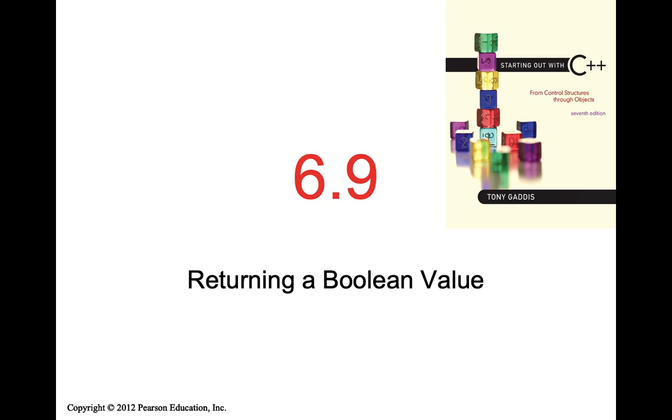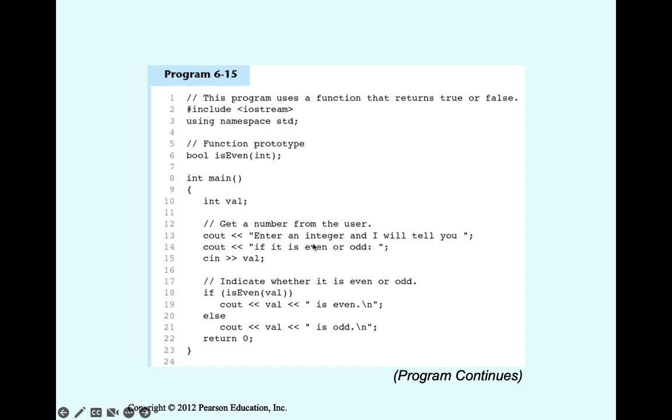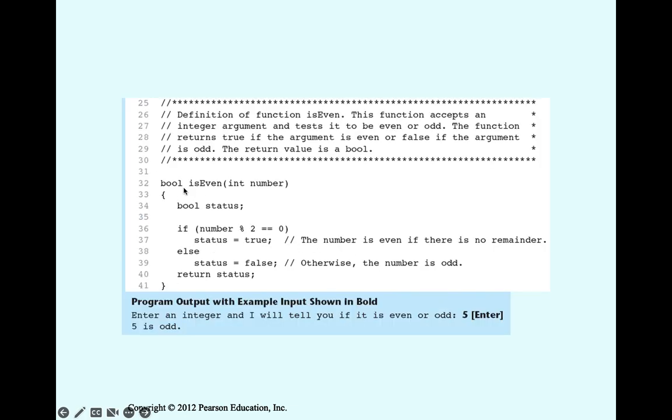The function can also return a Boolean. In this case, the function can return true or false. When we write the prototype, we will write bool, which means the function returns a Boolean, and the function must contain return true or false. Okay, so let's take an example. For example, this function bool isEven. It takes some number, and we define a Boolean called status. If the number is even, status is true, otherwise it's false, and then we return status. So this function tells us if this number is even or not.